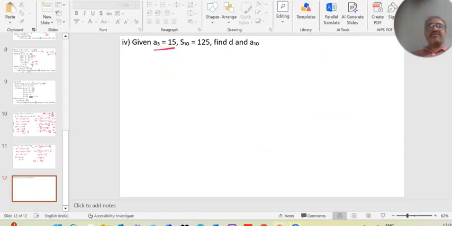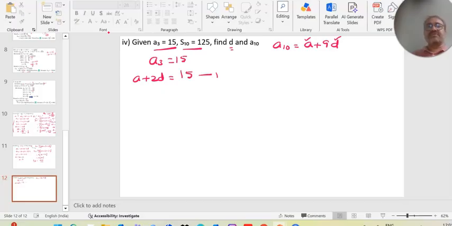So, given a3 is equal to 15, S10 is equal to 125. Find d, a10. a10 means a plus 9d. So we are supposed to find a and d. Now what's given here? a3 is equal to 15. a3 means we know a plus 2d is equal to 15. Let us say it is equation 1.